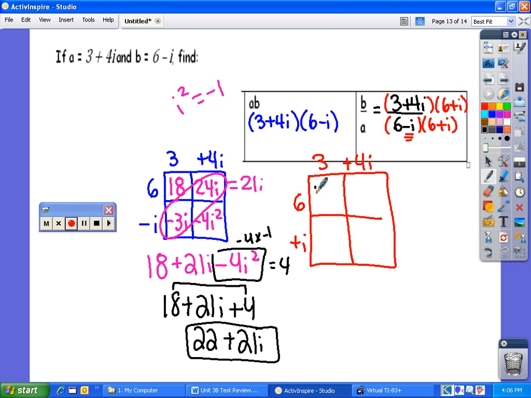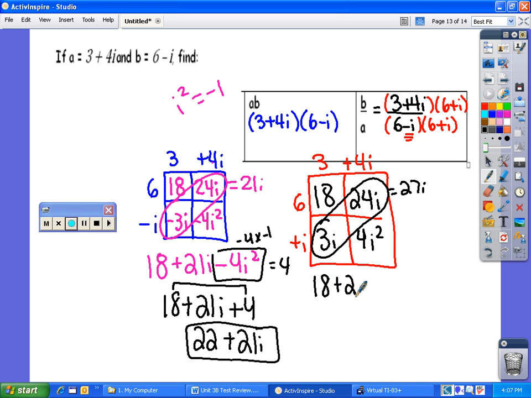So 3 times 6 is 18. 4 times 6 is 24. 3 times 1 is 3. And 4 times 1 is 4 with an i squared. Combine your like terms. 24 and 3 is 27. So for the numerator we have 18 plus 27i plus 4i squared.